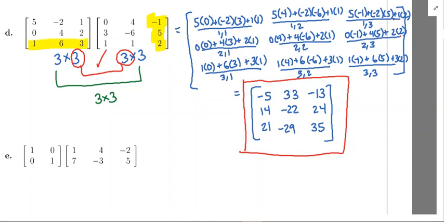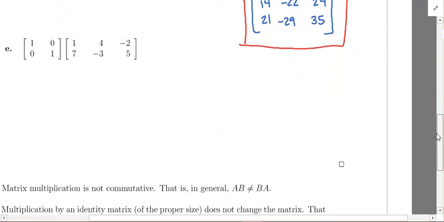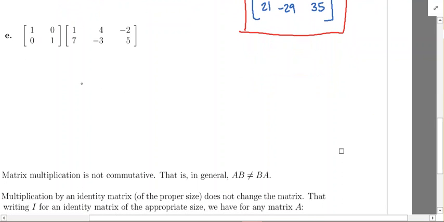Next, in example 7e, we are multiplying these two matrices. So we have the identity matrix. That's an identity matrix, that's I2, times this other 2 by 3 matrix. Let's first check to see if we can do it. This is a 2 by 2. This guy is a 2 by 3. So if we look at the inner numbers, they match. So we can do the multiplication, and the resulting matrix will be a 2 by 3 matrix.